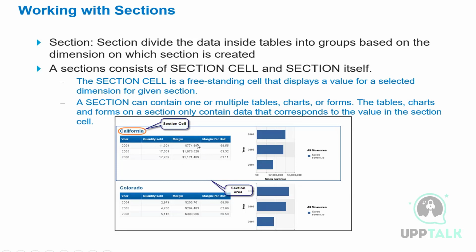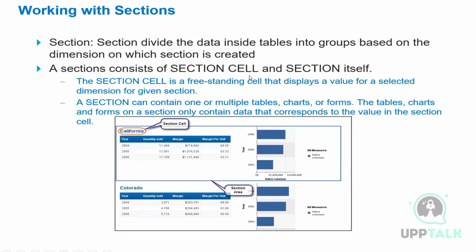per unit. And we can also add one more table here, and one more chart here, so that per section we can see the data. It is like a group by. So all this data is grouped for the California state. This is for Colorado. In a similar way we can create sections to segregate data into groups based on some dimensions which we create for the section.